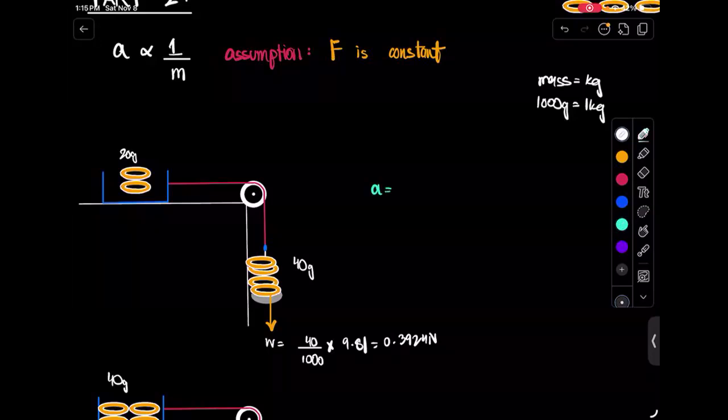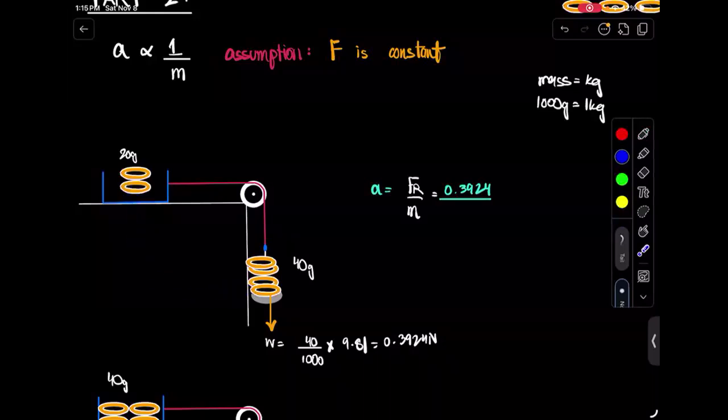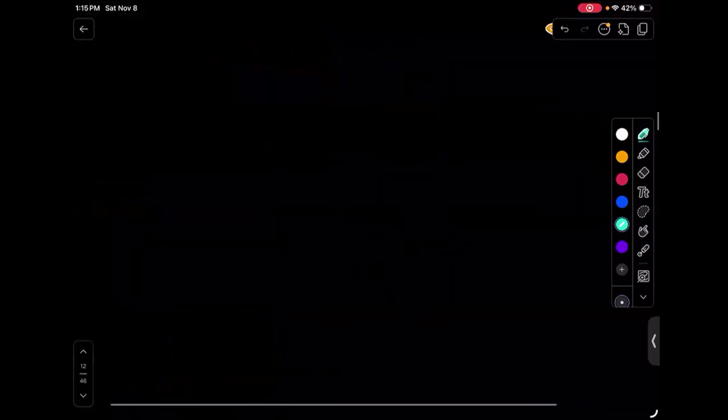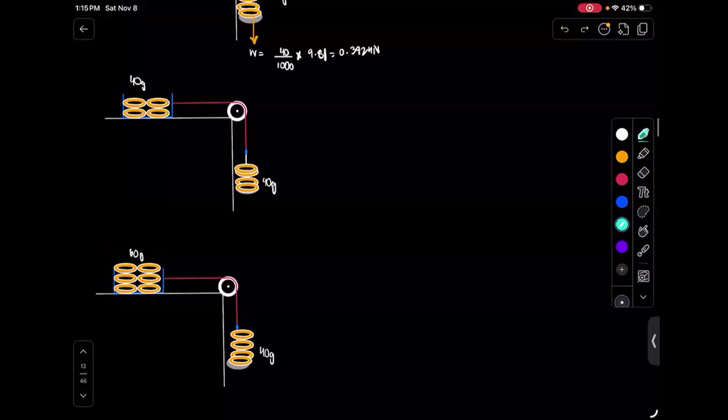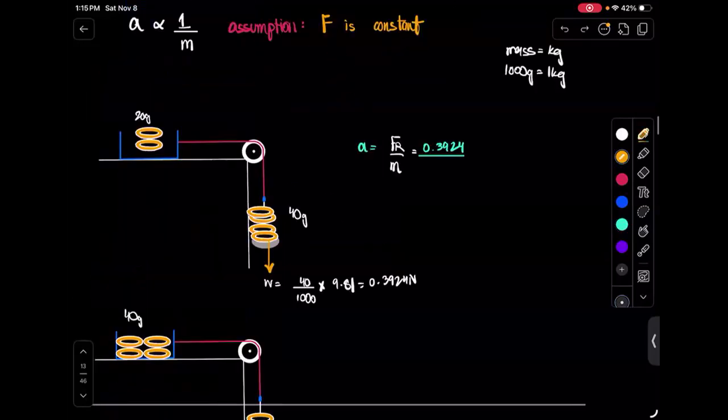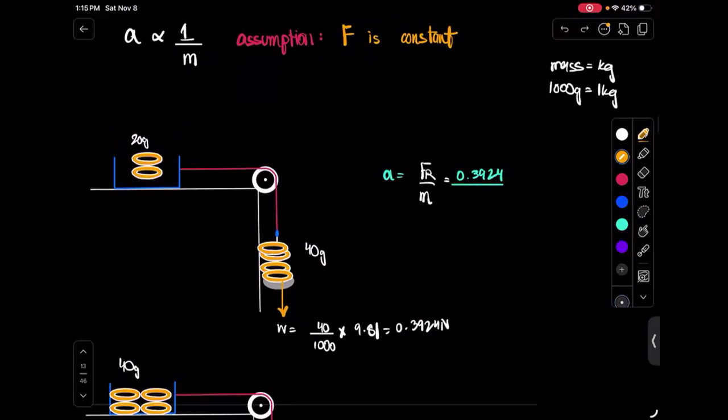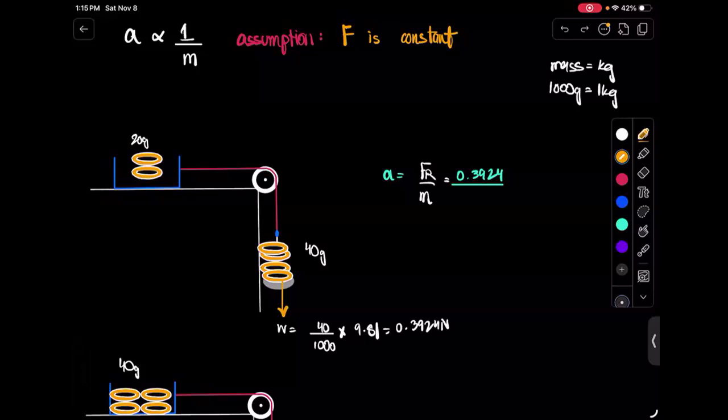Let's check the acceleration. Fr over m. Resultant force was what? 0.3924. Now the mass is different. The total mass of the system is different. It's not 100, right? Initially, we kept the mass the same because that was our condition. We kept the total mass of the system the same. In all of the formulas, the mass was the same. But in this scenario, the mass is different, okay? So basically, what is the mass now?